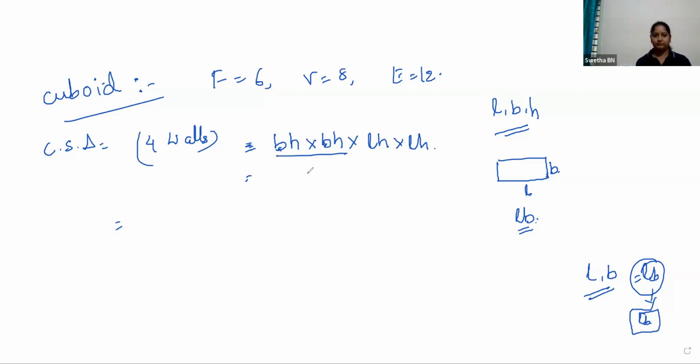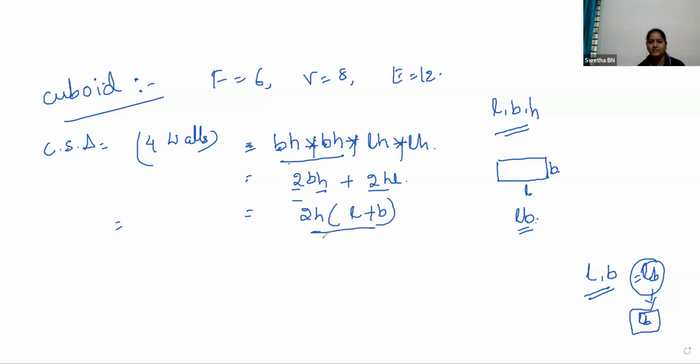So BH plus BH is 2BH, plus LH plus LH is 2LH. What is common here? 2 and H are common, right? Now 2H is common, so take it outside the bracket: 2H into (L plus B). So this is the formula for the curved surface area of a cuboid.